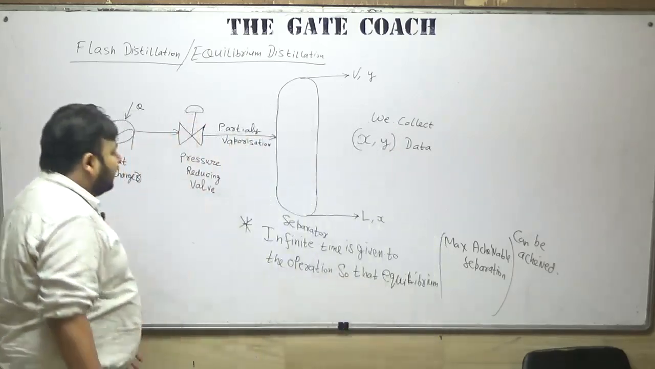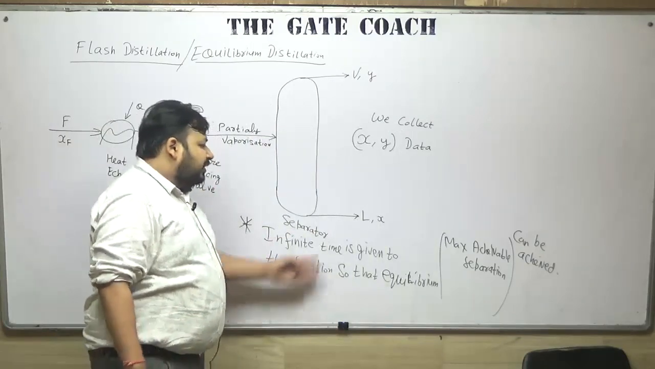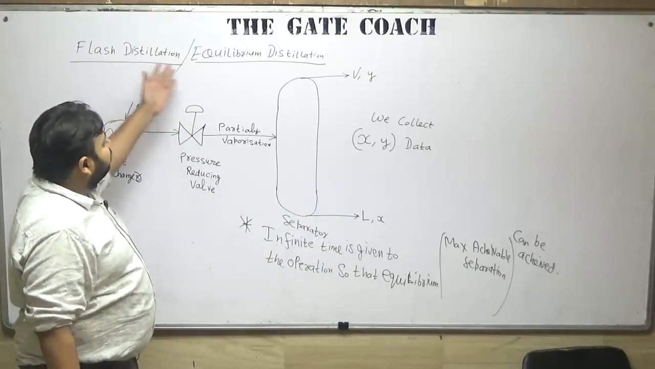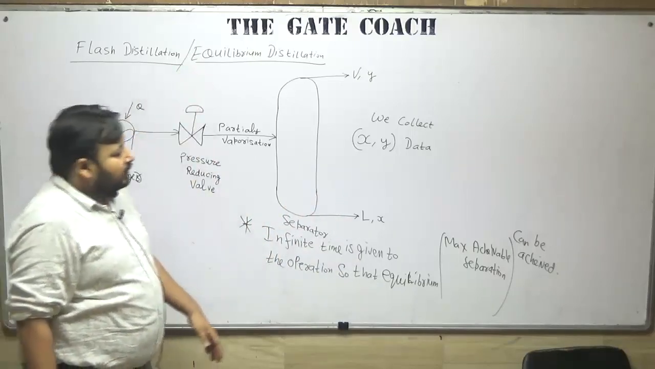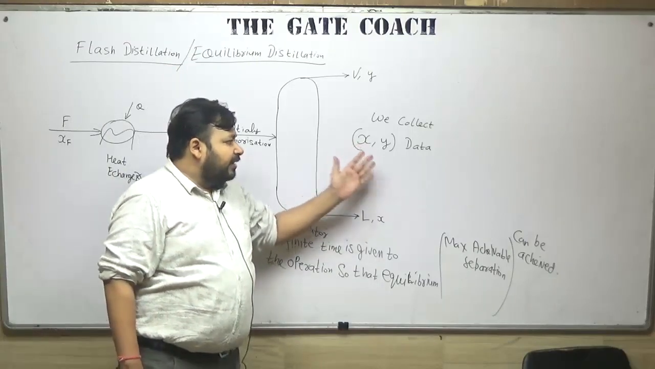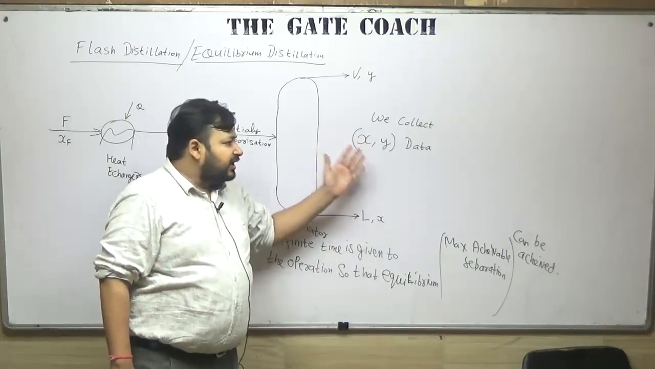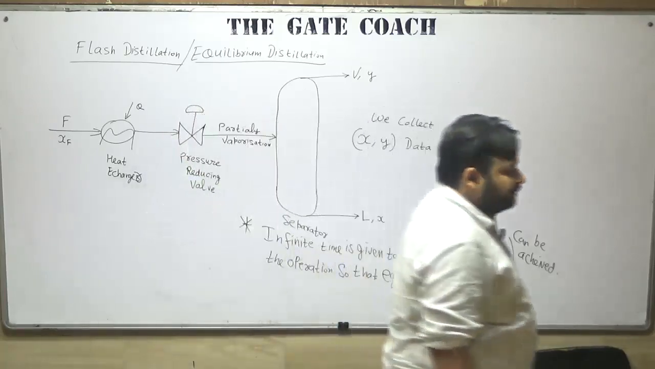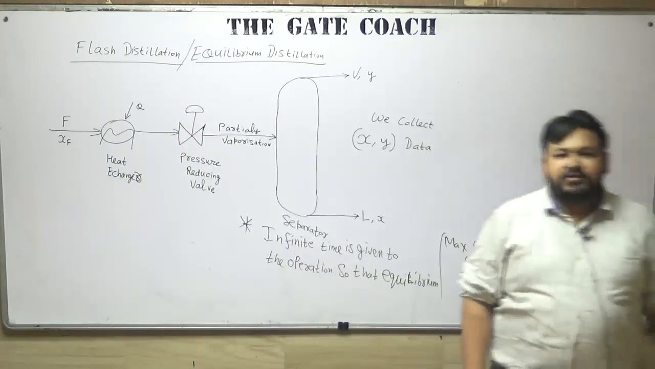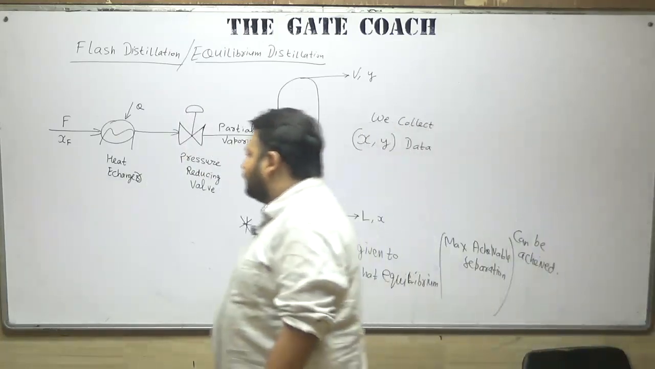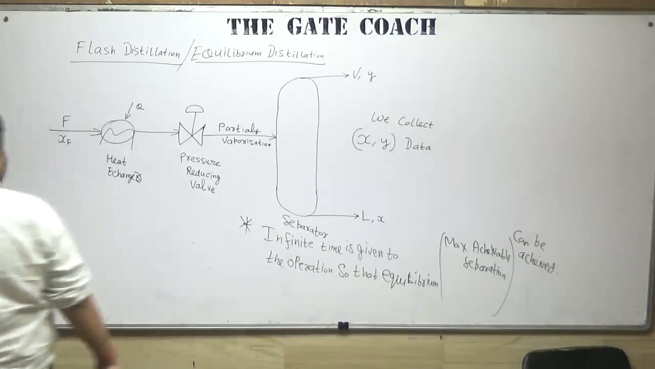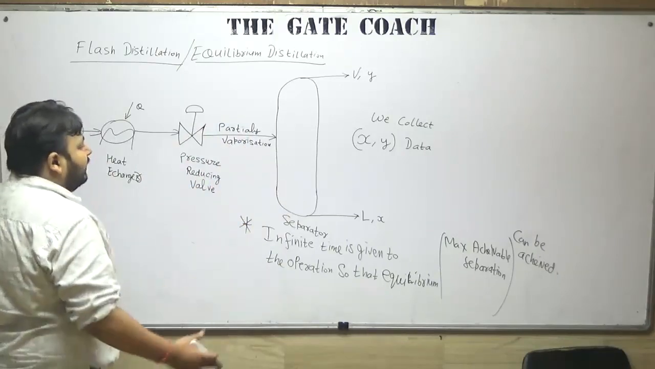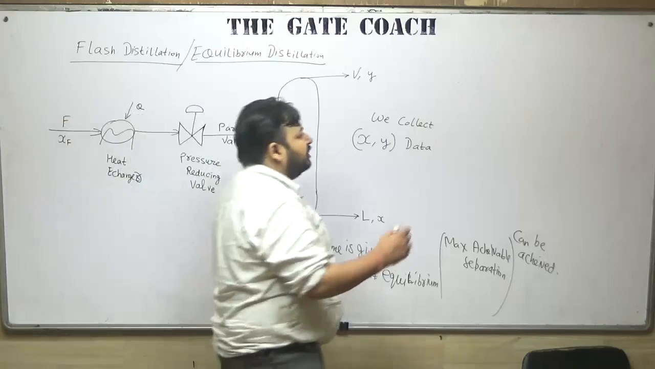Okay, so I hope you have written this point, that infinite time is given to the operation so that equilibrium can be achieved, and that is the reason why flash distillation is also known as equilibrium distillation. And I hope you have also written this point, that the main purpose of flash distillation is to generate the XY data. To generate the XY data, flash distillation is used. And as Ketan said, absolutely right, a flash distillation unit can be thought of as a tray in the continuous distillation unit.